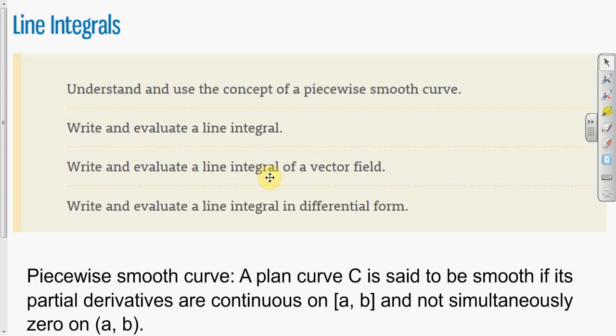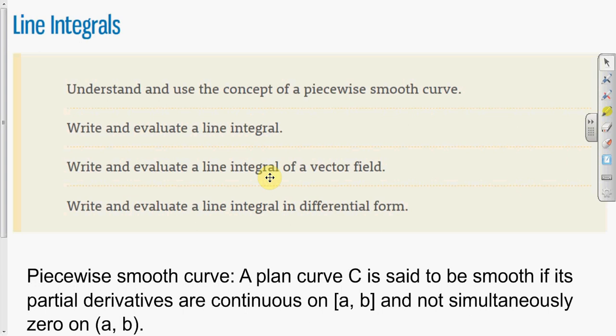So because of that, we can calculate the mass of a wire, say for example, if that's what we're looking at, or we can calculate the work involved as this particle is in motion, this object or whatever it may be. To do that, we look at this concept of line integration.